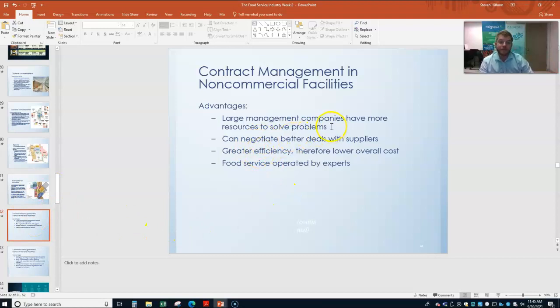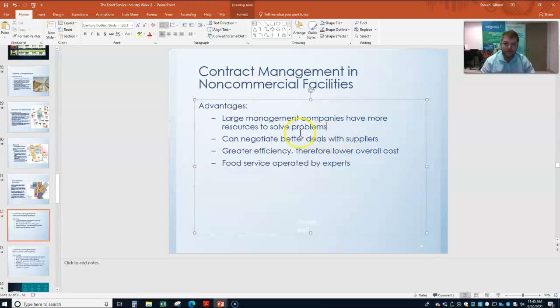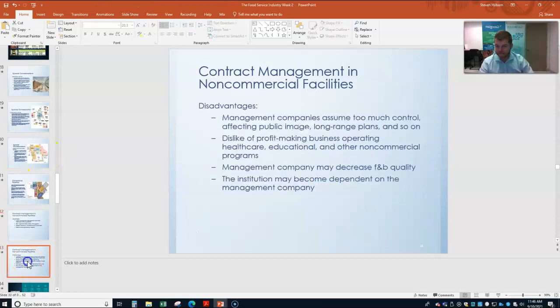It's great because sometimes we can focus on education. We don't have to focus on the food component. We can negotiate better deals. It's more efficient, and the food service portion of this is operated by the experts. So we don't have our president, who is very smart when it comes to an educational facility, but probably doesn't know her way around a back-of-house kitchen very well. We don't have her making those kind of calls. We just leave that to the experts.